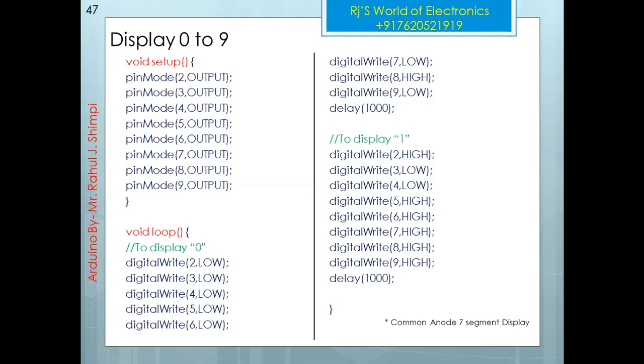So first I want to display 0. So segments A, B, C, D, E and F are to be switched on, and segment G is required to be switched off. These lines of code will display 0. Copy and paste the same code and change the values in the digitalWrite function. Modify as per the truth table to display 1, 2, 3, 4, 5, 6, 7, 8 and 9. These lines of code will display 0 to 9 with a delay of 1 second.